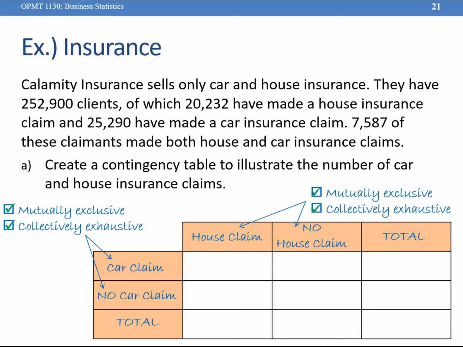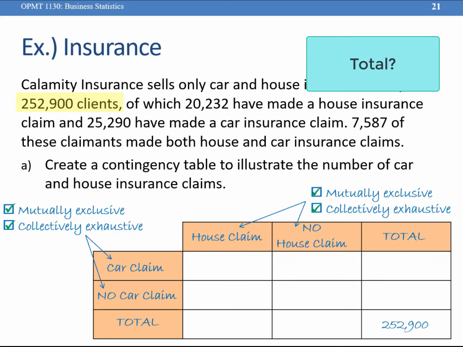So now when we're doing this, what we can see is that we have 252,900 clients. Where would that go in my contingency table? That's right. That would be the grand total in the corner. This is 100% of all your clients. So it goes right there, 252,900.